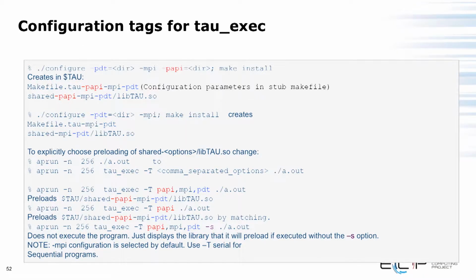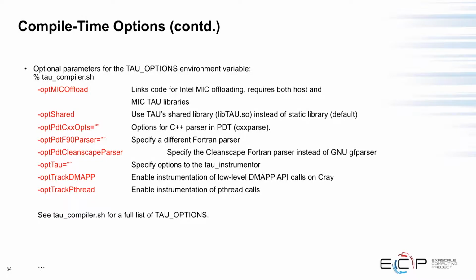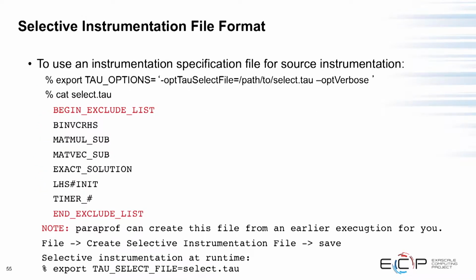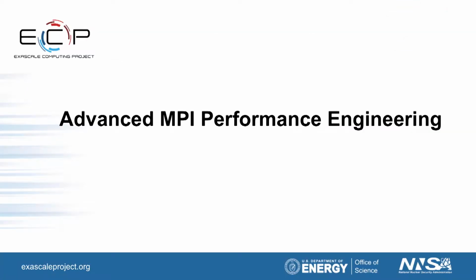And you can see that these tags are pretty much the same as what we specified in the Makefile names. There are options that you can specify for compiling the code in TAU options. You also have source instrumentation, selective instrumentation files that you can create, so you can exclude instrumentation in certain functions. And you can automatically do this by creating selective instrumentation files based on throttling of lightweight routines that are called frequently. TAU disables the instrumentation in these lightweight routines. You can just create a selective instrumentation file and re-instrument the code.